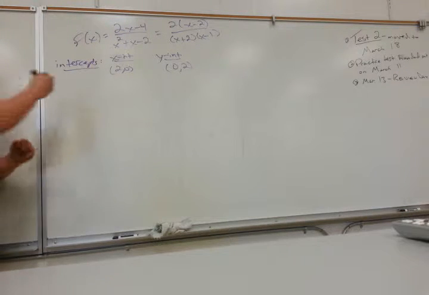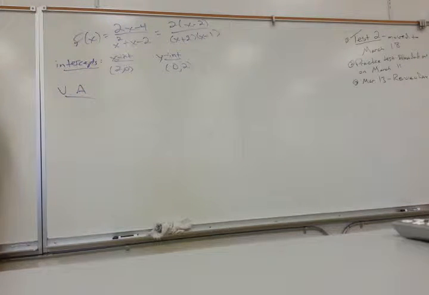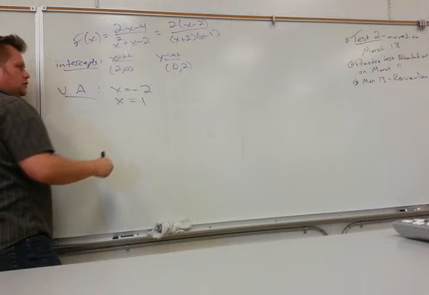So now I can ask you, what are my vertical asymptotes? We have letters in those words, so it will be a VA from now on. x equals negative 2, x equals 1. x equals negative 2, x equals 1, cool.